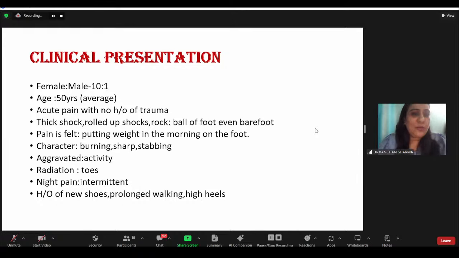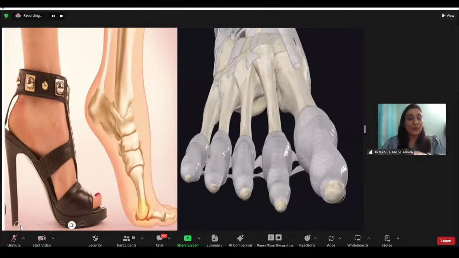And if you ask, did you start wearing new shoes, or have you started going for a walk in the morning? She'll say, yes, yes. Did you attend any function where you wore high heels? Yes, of course, definitely. So these things are a clue that you are dealing with an interdigital nerve. Now you see why. The site of entrapment for this is the intermetatarsal ligament, because the nerve passes through this. So you can have an entrapment there.